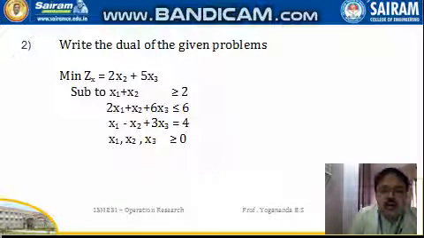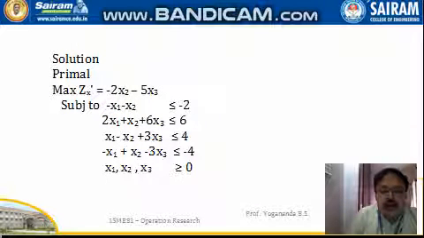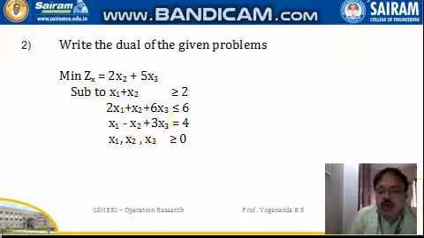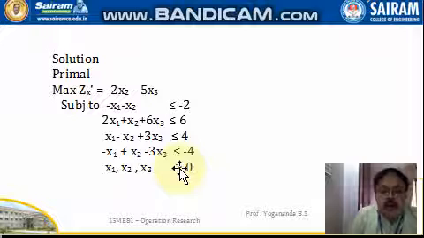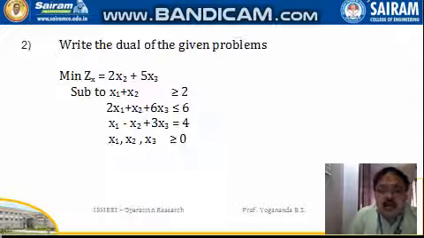So then subjected to, we have minus x1 minus x2 less than or equal to minus 2. So then we'll have here a less than or equal to constraint, and that is written as it is. But the third constraint is neither greater than or equal to nor less than or equal to, it has an equal sign here.